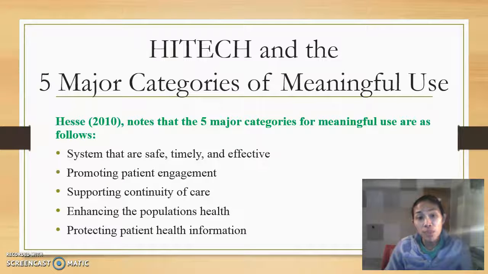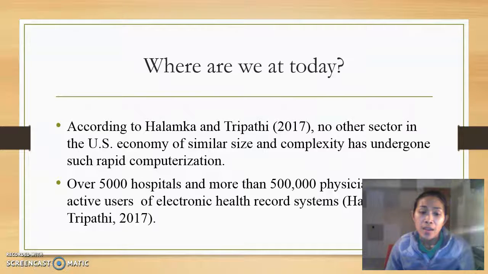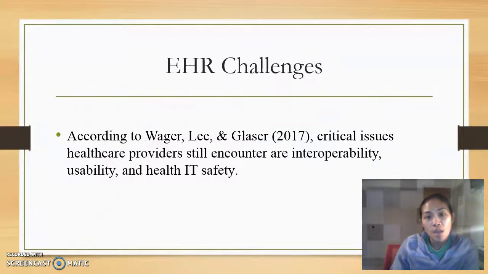So what do we mean by meaningful use? HITECH had 5 major categories: systems that are safe, timely, and effective, patient engagement, supporting continuity of care, ensuring population health, and also protecting patient health information. So where are we at today? Thousands of hospitals and over 500,000 physicians are active users of the electronic health record. But there are challenges that we face: interoperability, usability, and health IT safety.